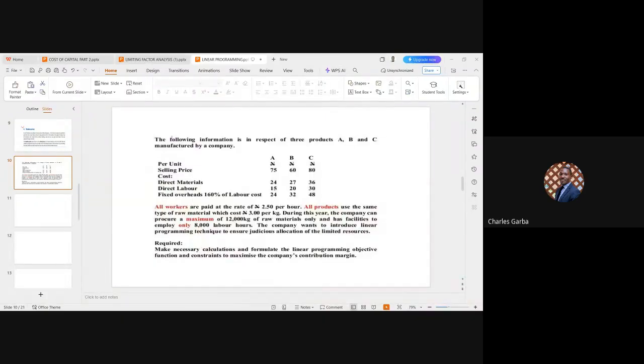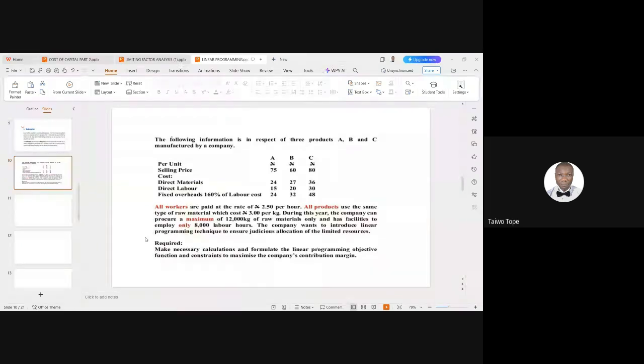During this year, the company can procure a maximum of 12,000 kg of raw materials only and has facilities to employ only 8,000 labor hours. The company wants to introduce linear programming technique to ensure judicious allocation of the limited resources required. Make necessary calculations and formulate the linear programming objective function and constraints to maximize the company's contribution margin. Thank you. All right, thank you very much, sir.